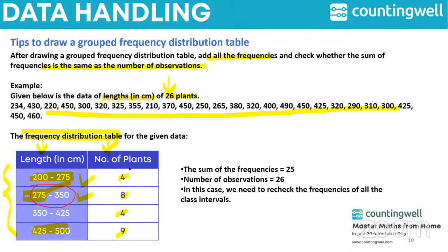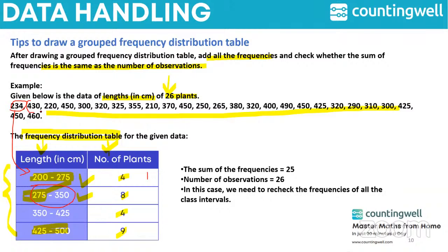Okay, then the number of plants having lengths 200 to 275 is 4. It means there are 4 observations between the lengths 200 to 275 centimeters. Here you can see the first observation is 234. 234 lies between 200 to 275. That's why we have one observation here.